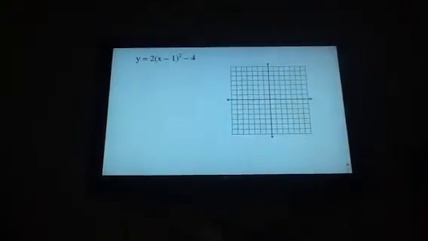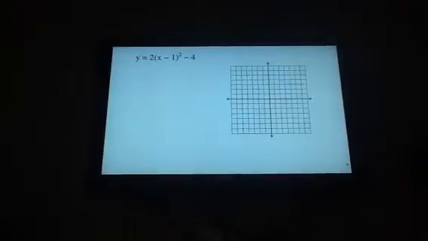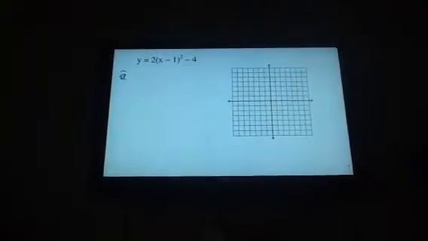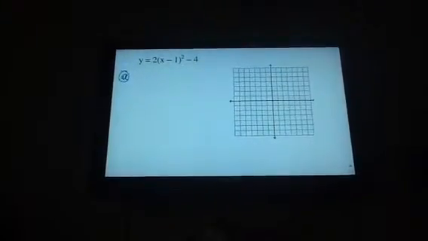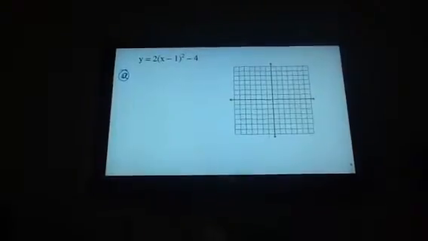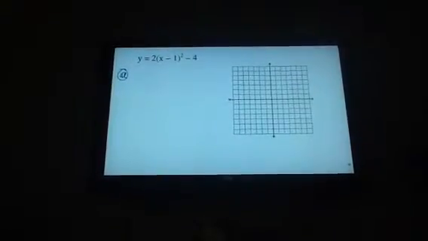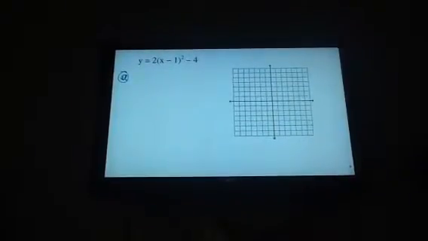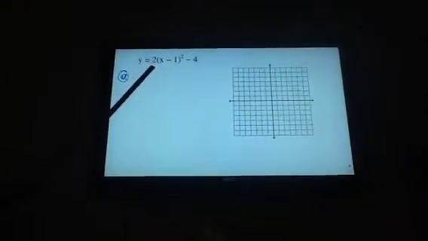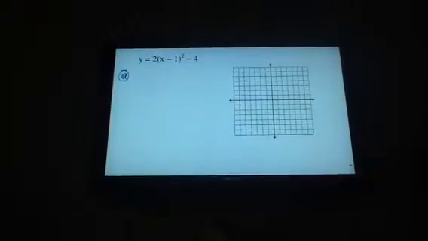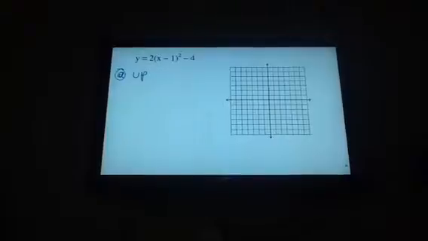First thing I want you to find is whether or not it opens up or down. And I will give you this list. You don't have to memorize what you have to find, but you got to know how to find it. Okay? So I want to know, does it open up or down? And to find that out, I'm going to look at this a value. And since it's a positive number, it opens up. So already be visualizing what it looks like.